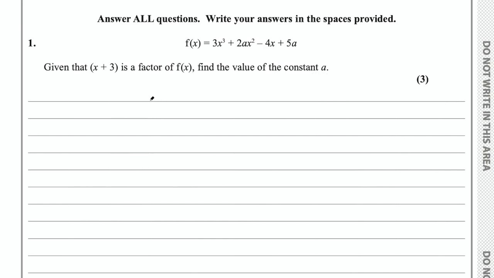So here we can use the factor theorem to say that if x plus 3 is a factor, then f of negative 3 must equal 0. So plugging negative 3 into this function, we'll have 3 multiplied by negative 3 cubed, that is negative 27, plus 2a multiplied by negative 3 squared, which is 9, and then we'll have negative 4 times negative 3, which is positive 12, plus 5a, and this equals 0.